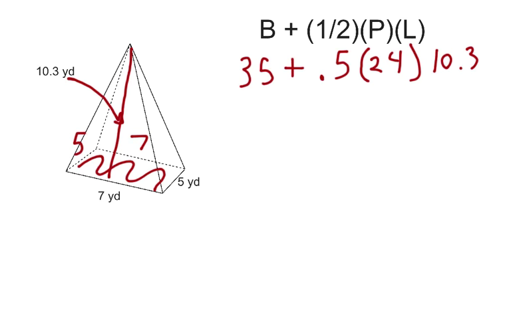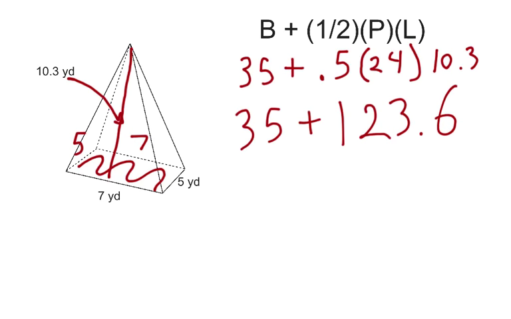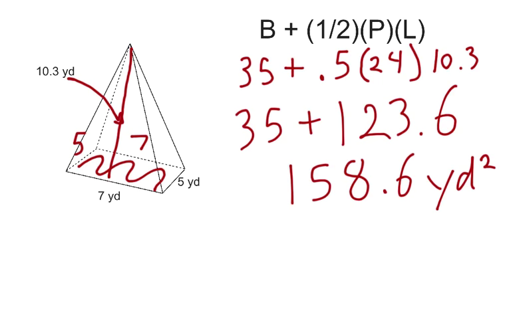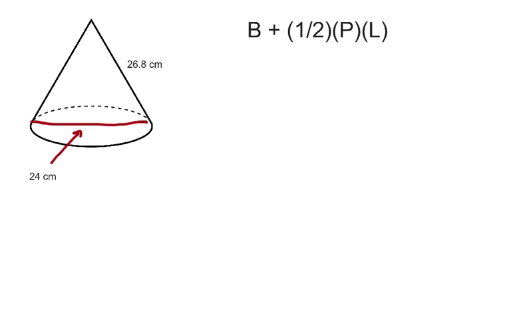Let's see, 35, I'm just going to multiply this out real quick. Give me 1 second. This should give you 123.6 plus 35. Add these, and that should give you 158.6, and that is yards squared. Okay? Not too bad. And moving to the last one.